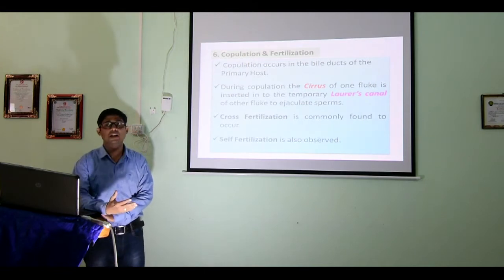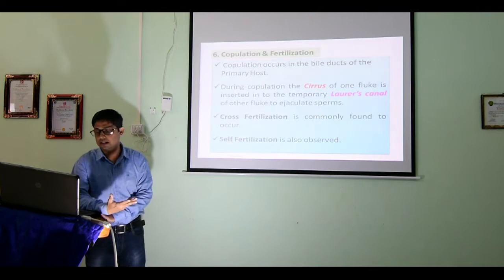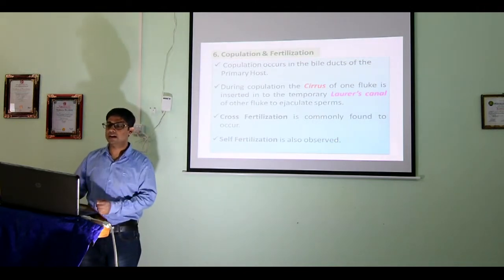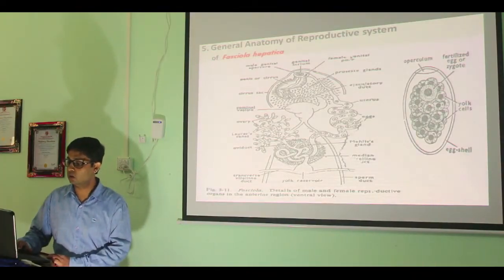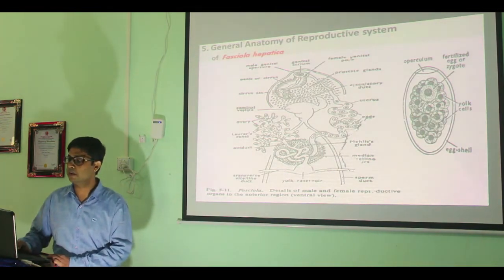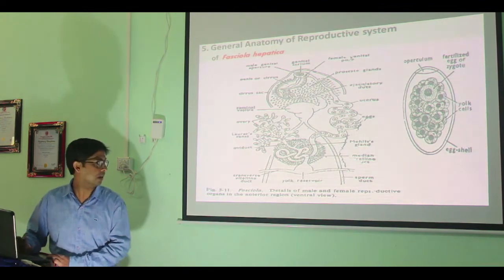Now fertilization may again be of two types. One is cross fertilization and the other is self fertilization. Now to know about the cross fertilization, we should go back to the earlier slide. Here you can see the Laurer's canal is there, which acts as a vagina, and the penis is the male genital organ.